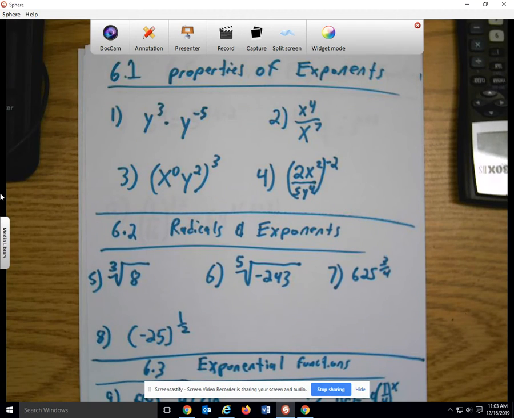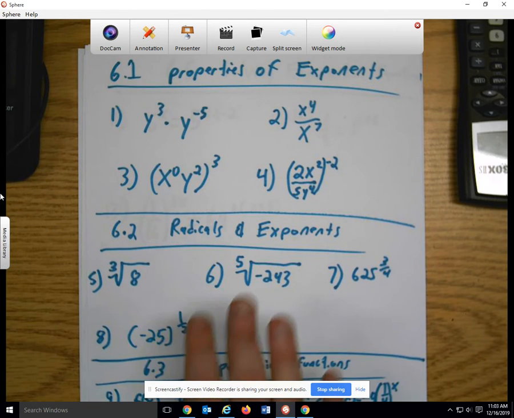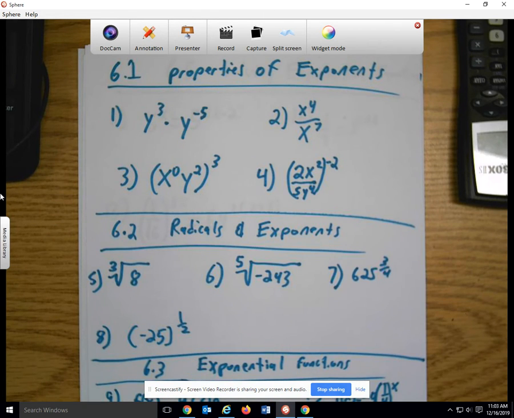Okay, this is going to cover everything that our pacing guide had us cover in Chapter 6 to help for the final in algebra. So these are the properties of exponents. You can look at Chapter 6.1 to see all of them, but this will get you ready for the final for the most part here.